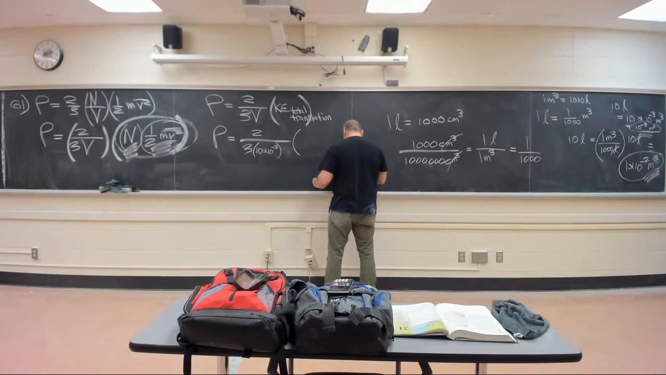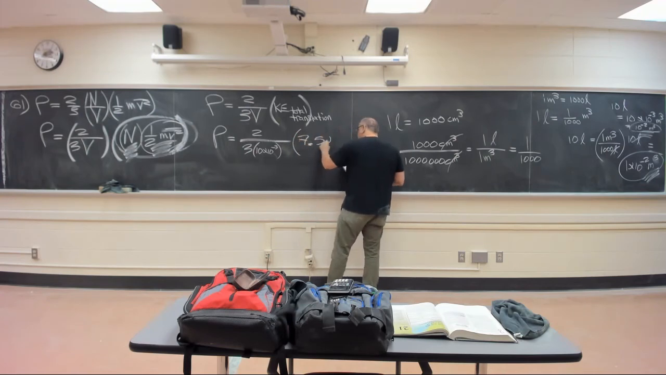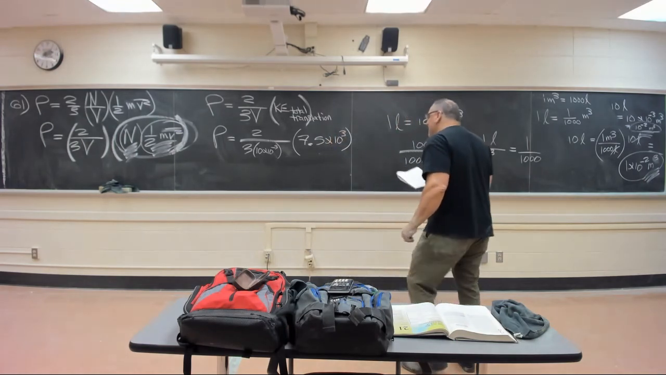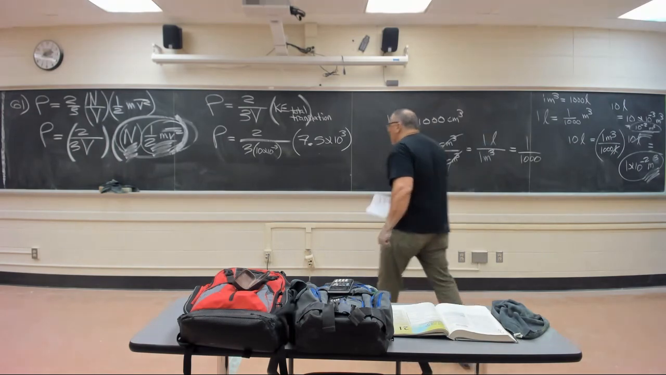This is n times 1/2, which is, well, we don't know. We know that the total here, the n times 1/2, is going to be 7.5 times 10 to the 3 joules. And that's it. That's the end of the day on that, you guys. That's the way that thing's going.